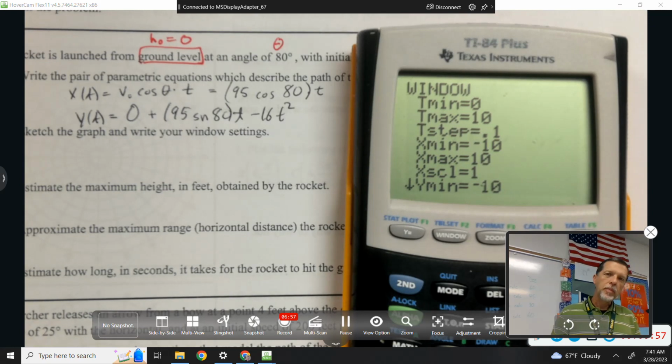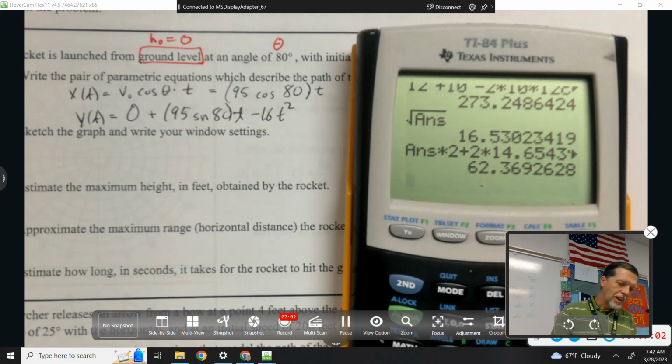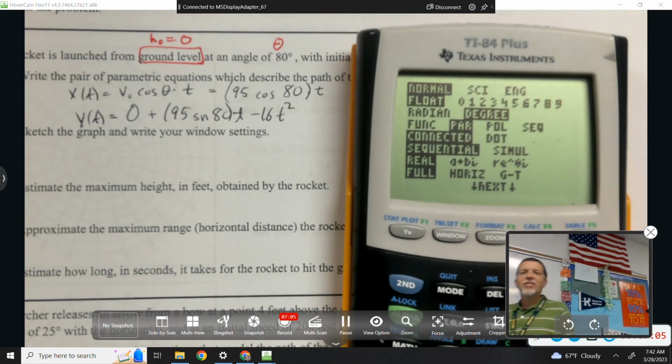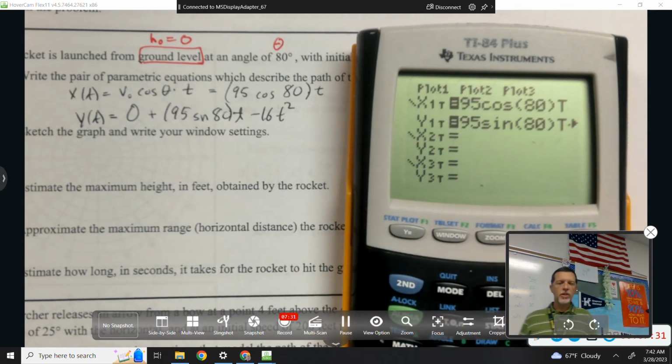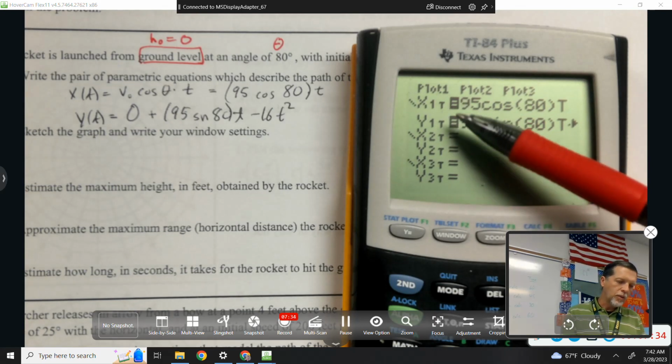Oh, I skipped over something. Mode. You got to do this first. Sorry, go to mode. And you need to be in degree mode because we're doing degrees, but you also need to be in parametric. That's what will give you the x equals and y equals on the y equals screen. So go to mode, change it to parametric. Then when you go to y equals, instead of having just a bunch of y equals, you have x equals and y equals.